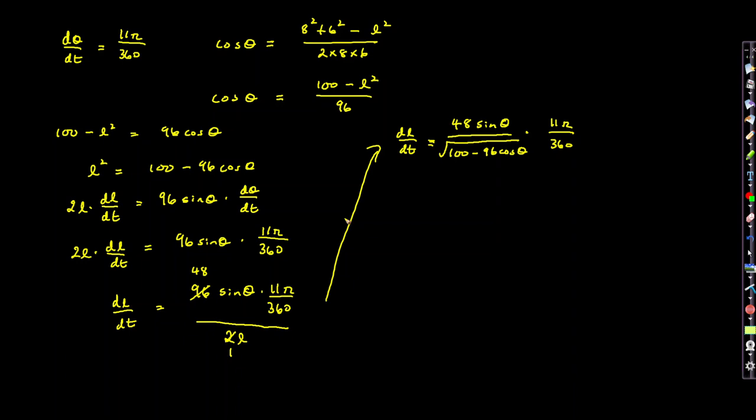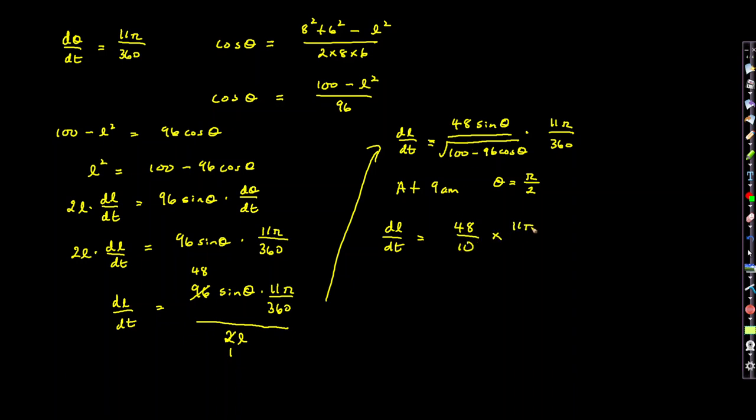Okay, now the only thing we need to do is to substitute in something that we know. So at 9 a.m., because the question said find the rate of change of that length at 9 a.m. Well, at 9 a.m. that angle is pi over 2 radians. So dL over dt, we're going to get 48. Now the sine of pi over 2 is 1, so that's just going to be 48 there. The cosine of pi over 2 is 0, so we're going to get the square root of 100 take away 0, which is just 100, and the square root of that would be 10.